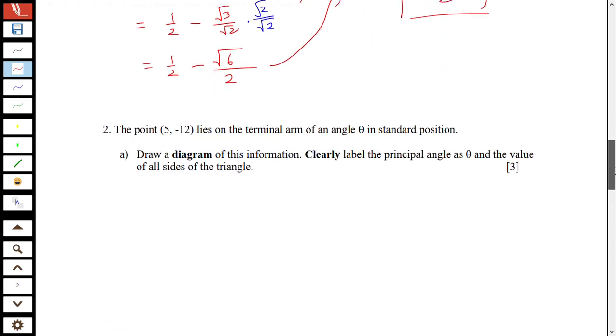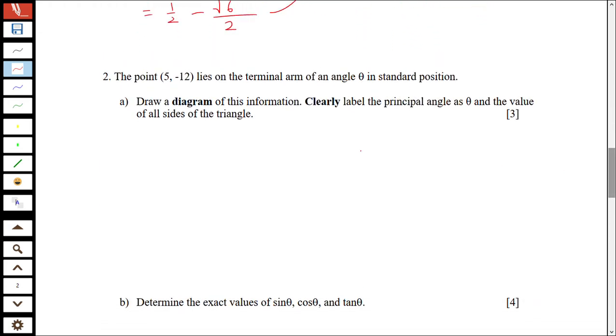Okay, now let's look at number 2. So (5, negative 12) lies on the terminal arm of an angle theta in standard position. It says draw a diagram of this information and clearly label the theta and the value of all sides of the triangle. So when we have to put this on the diagram, we're going to start with a Cartesian plane. We're going to label this x and y. And my point is going to be 5 and negative 12.